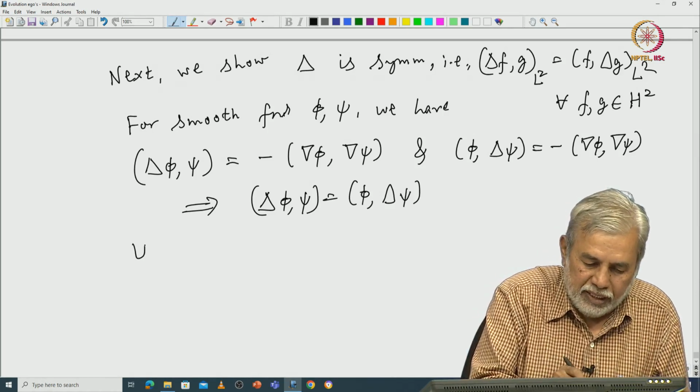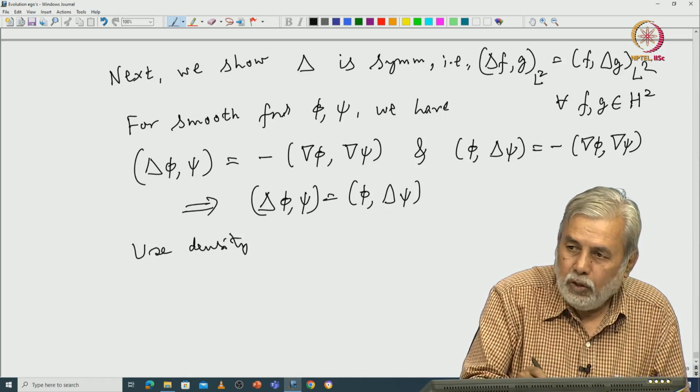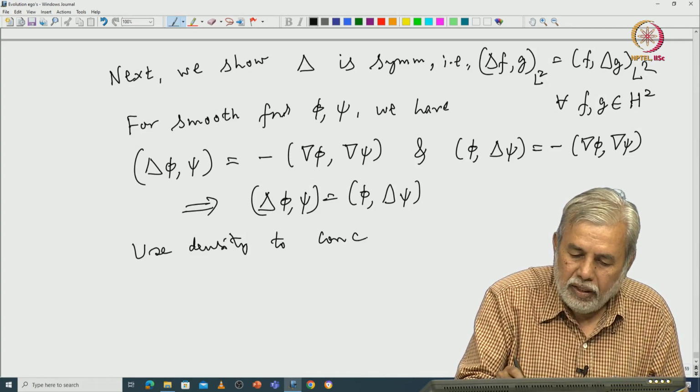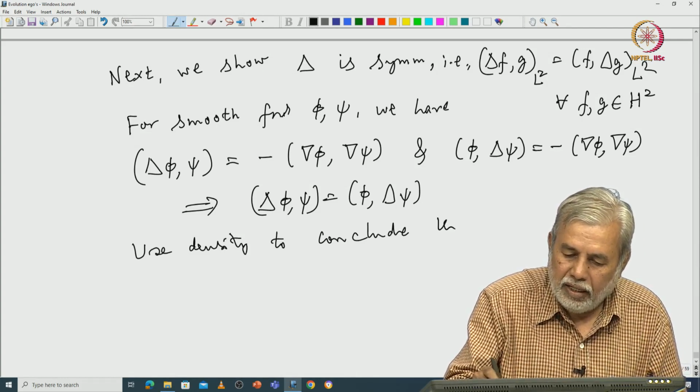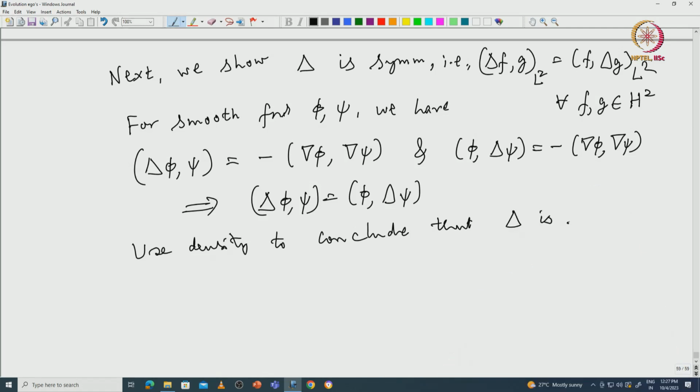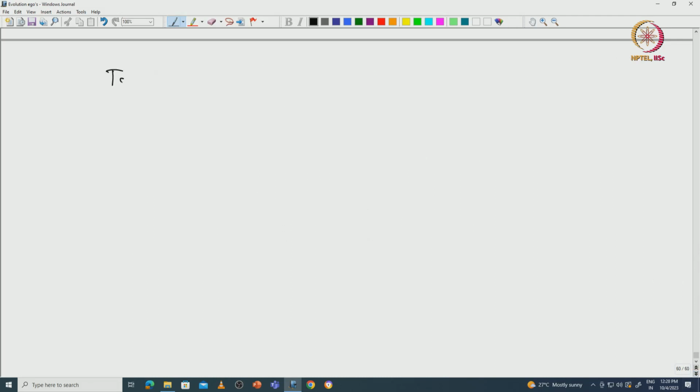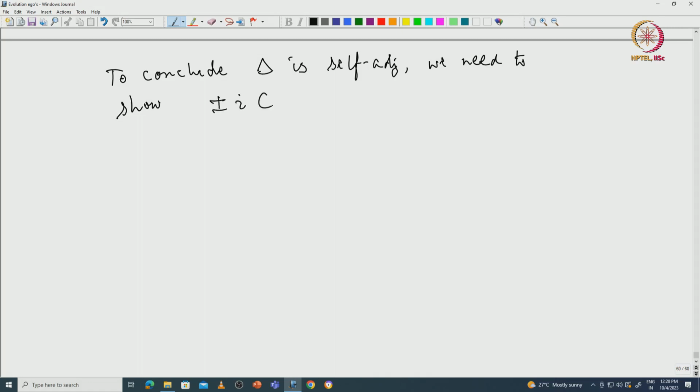And next we use density to conclude that the Laplacian is symmetric. So we have a densely defined closed operator which is symmetric, and in order to conclude that the Laplacian is self adjoint, we need to show that plus or minus i belongs to the resolvent set.